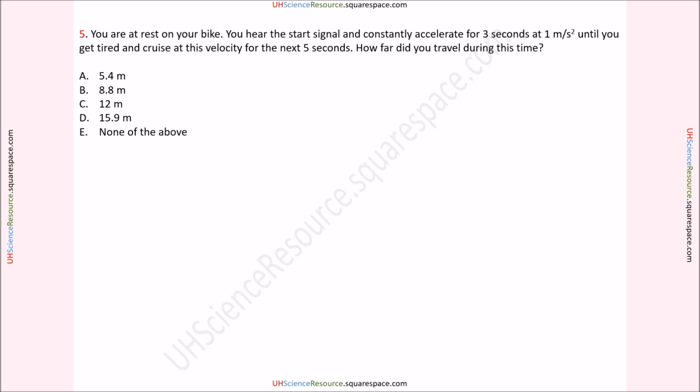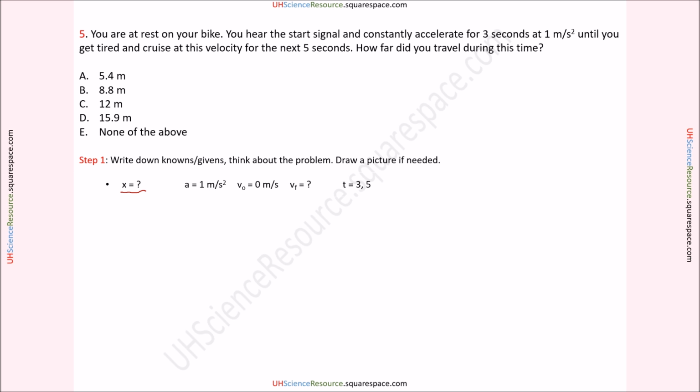So let's go ahead and write down our givens. We're asked to figure out how far we traveled, and so that's going to be represented by x. We know we accelerated at 1 meters per second squared for 3 seconds. We know that we started at rest, and so our initial velocity is going to be 0 meters per second. And after the 3 seconds of acceleration, we now have a final velocity, and we cruised at that final velocity for 5 seconds.